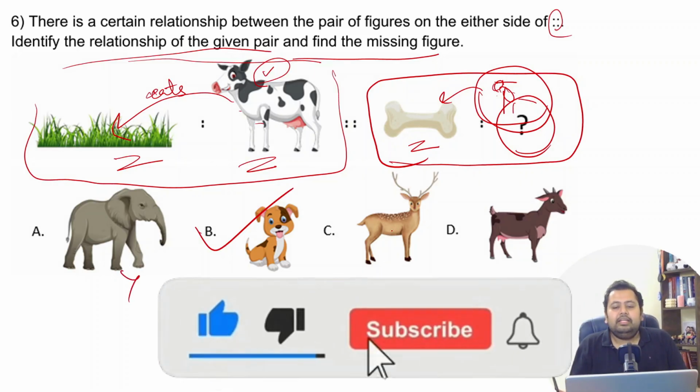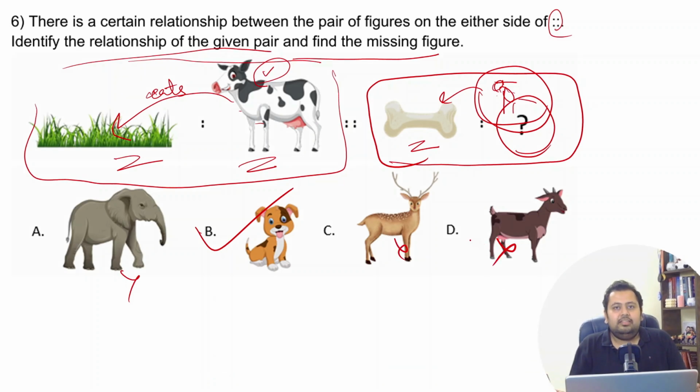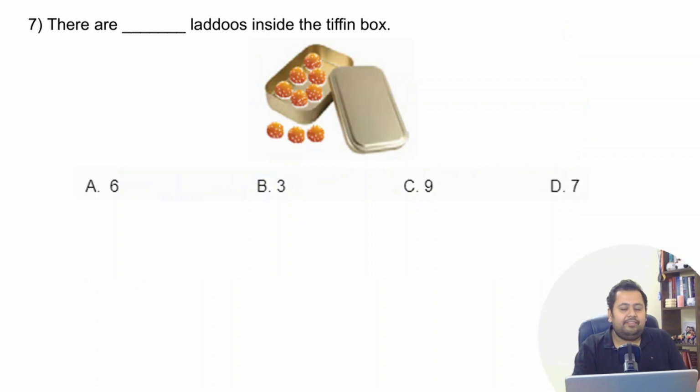Neither elephant, deer, or goat, who are herbivorous, eat any other animal, any other bone. They are herbivorous, they only eat plants. So that is why option B is the correct answer. Hope you got it correct. If you did, give yourself a star. And we now move to question number 7.